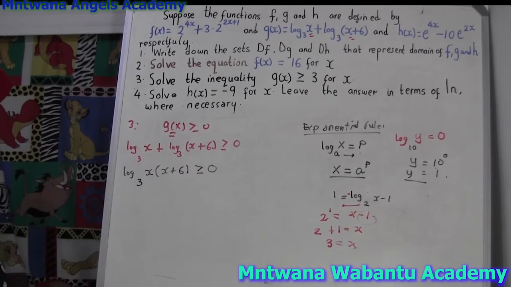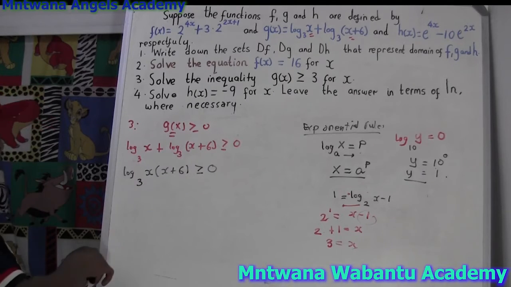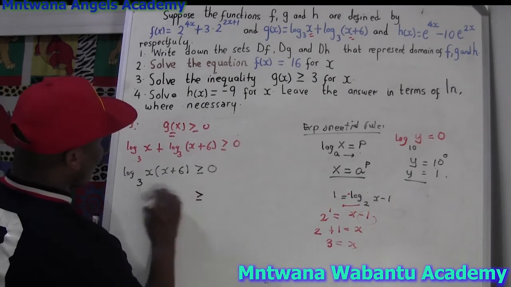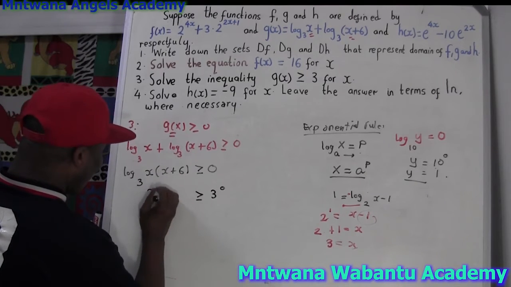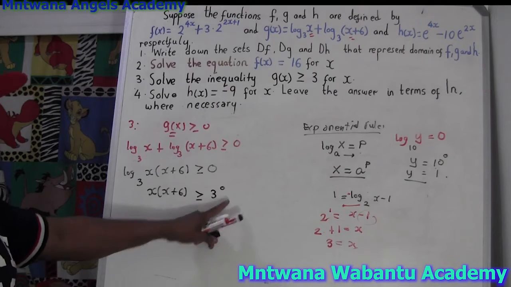Here I can apply the exponential rule, because there's a log on one side and it's compared to something, with no log on the other side. So I push the base here. This is going to be greater or equal to 3 to the power 0, and here I'm left with x times x plus 6. Then 3 to the power 0 equals 1.